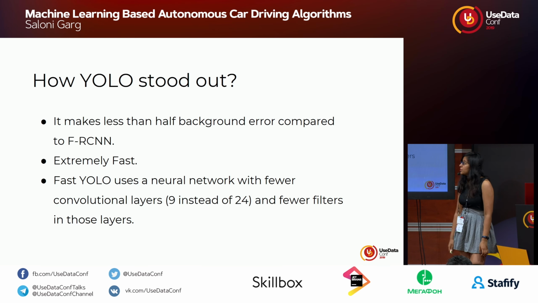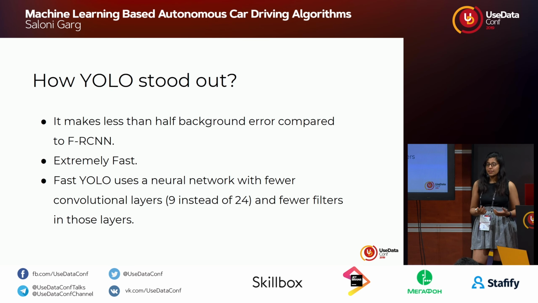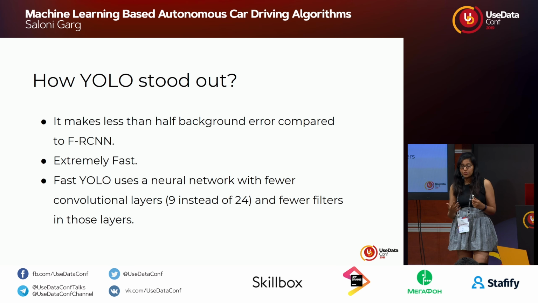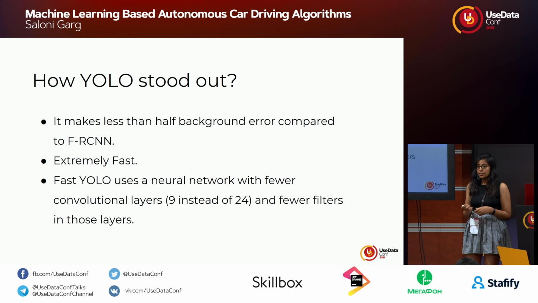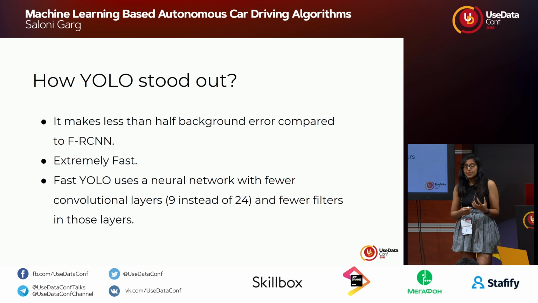So how did YOLO stand out? It was extremely fast, even on our PC with average specifications. We also wanted to run it on a small Raspberry Pi that we'll be placing along with the camera in the car itself. For that, we used Fast YOLO. Fast YOLO basically compromises on the number of convolutional layers, processing a few less layers, but it was able to process our videos very fast, detecting the number of vehicles, buses, cars, and everything quite a bit faster.